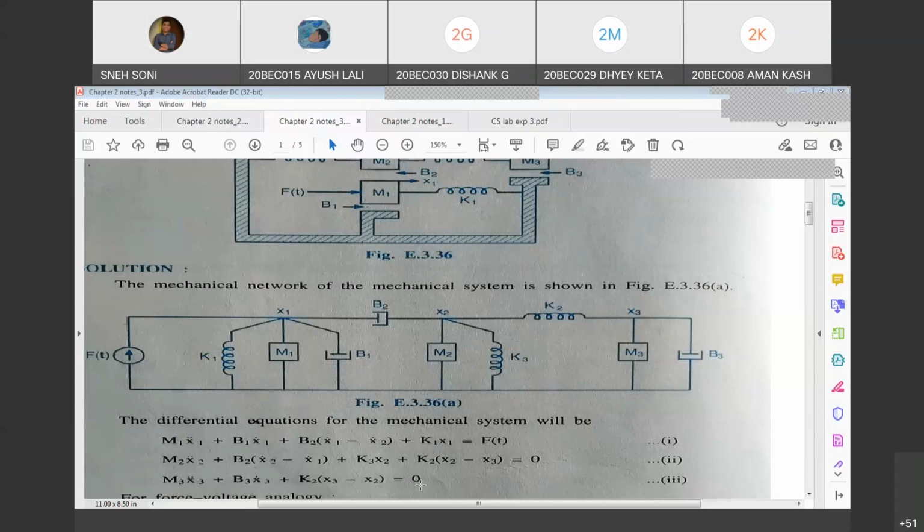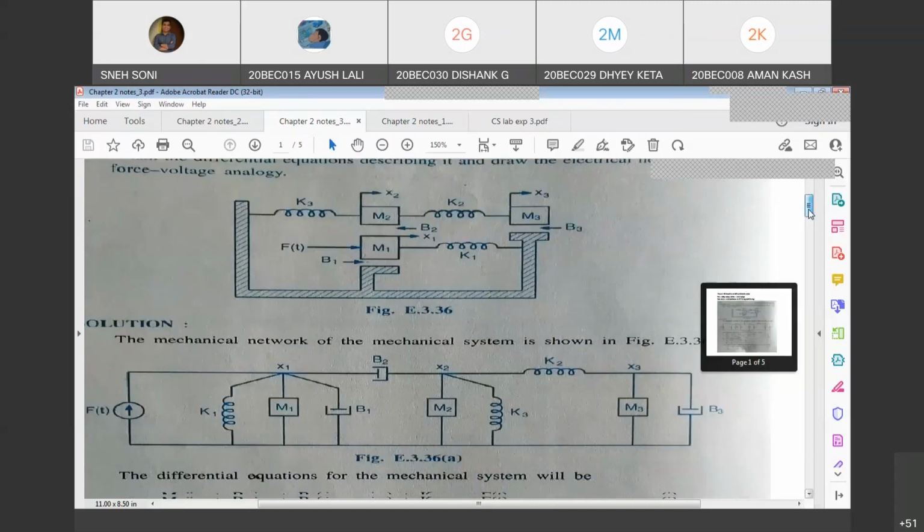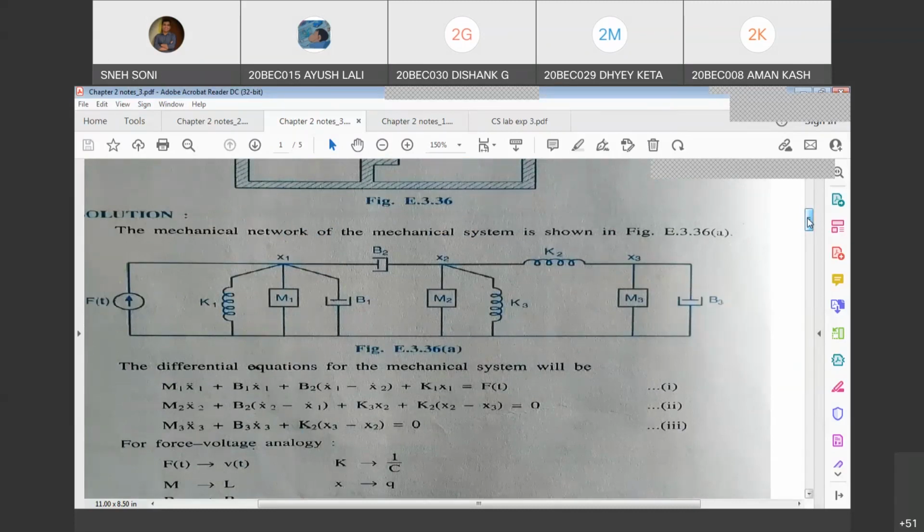It's easy, right? Now we are in the second example, so it's very easy. You know the steps. Now in the question, they have asked: draw the force-voltage analogy for the given system. The first step is common: we have to write the differential equation. Then we see which conversion we have to do. Here we have to do force-voltage.